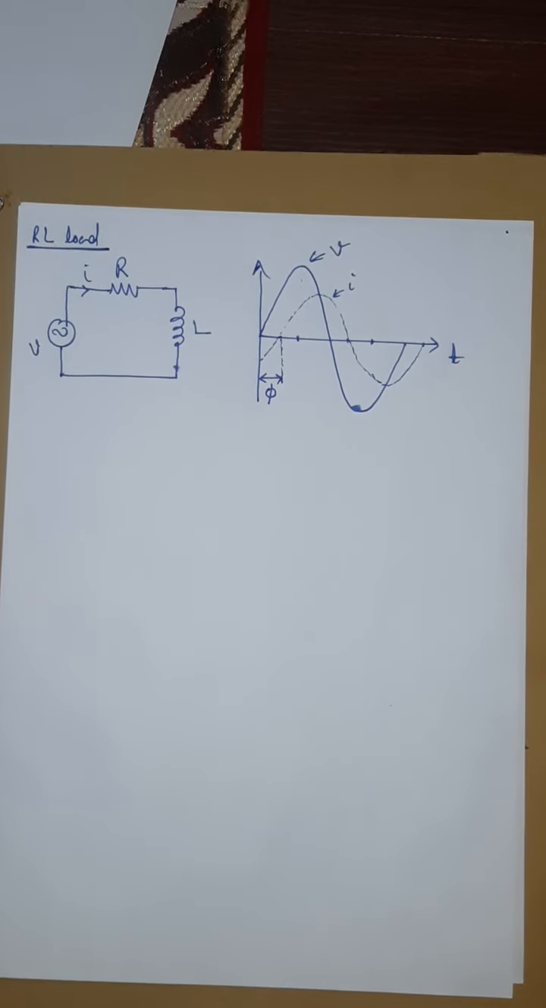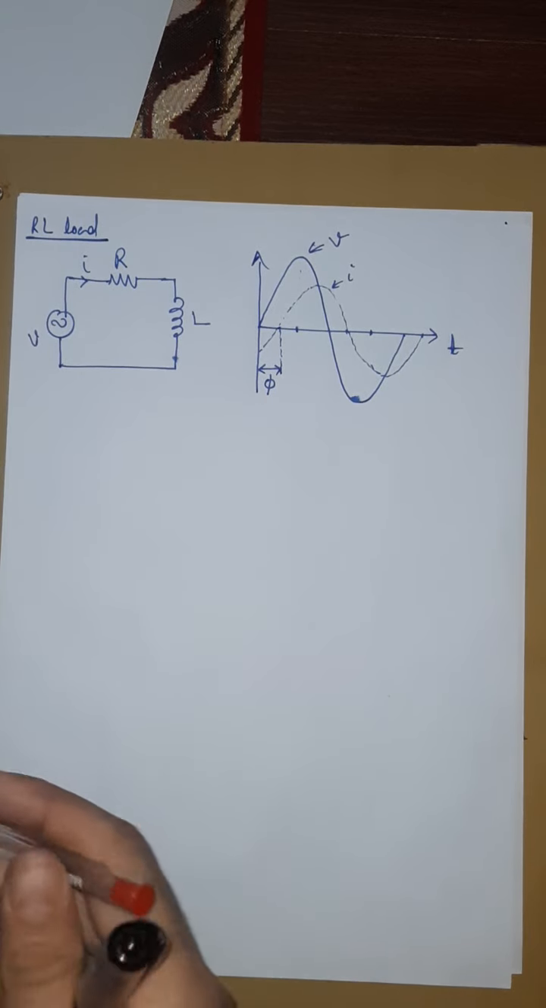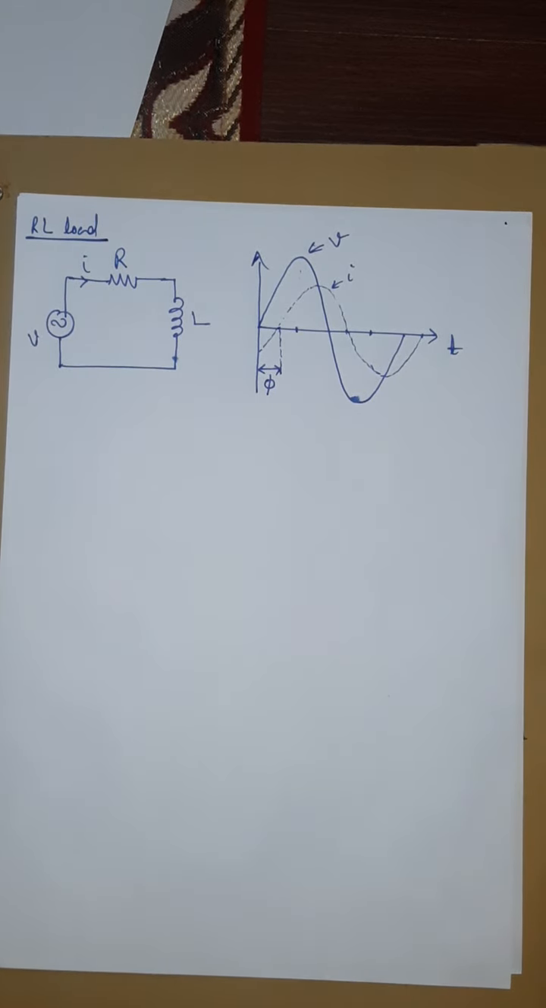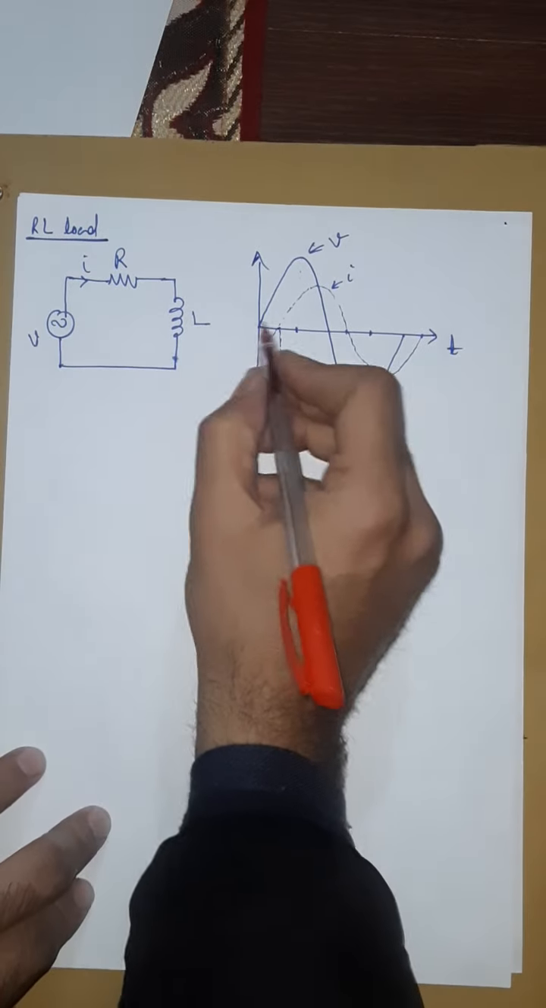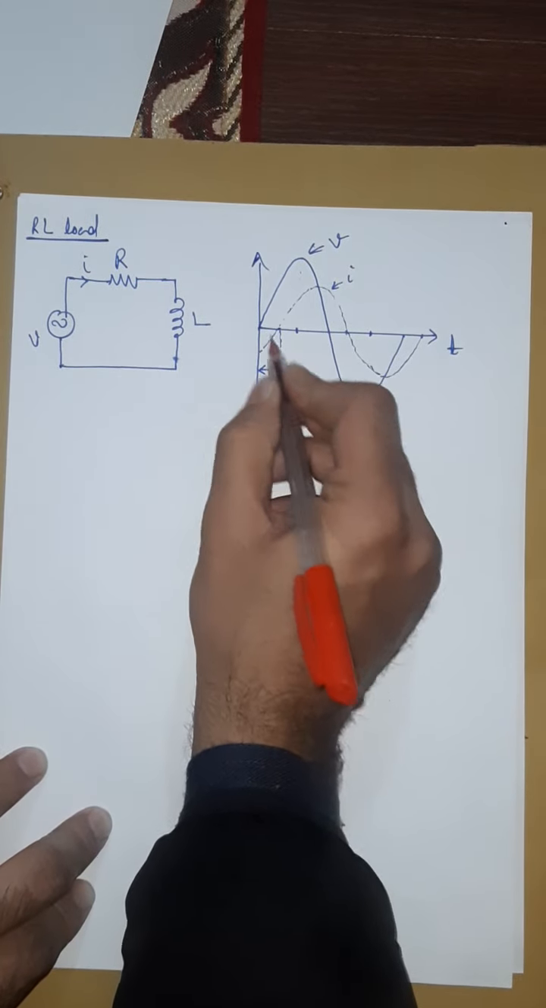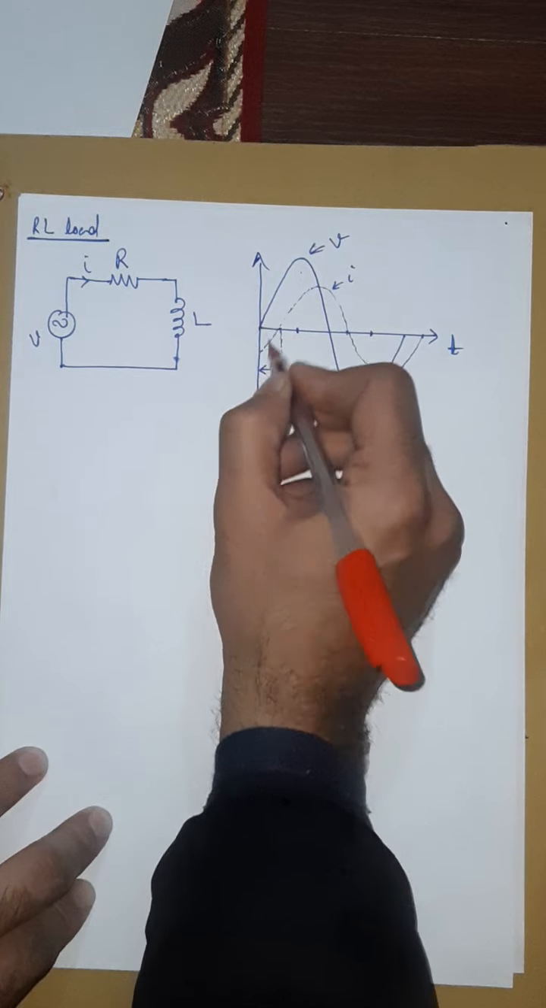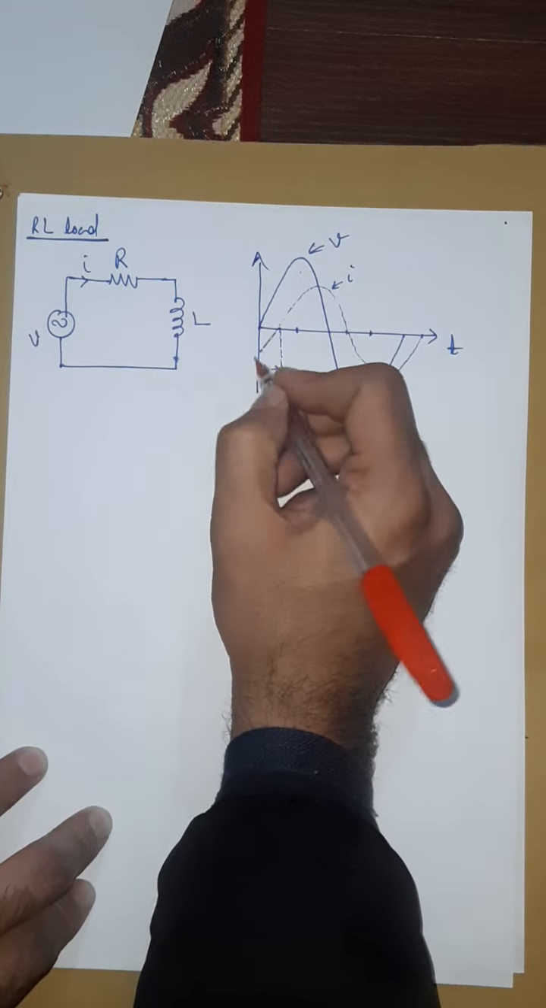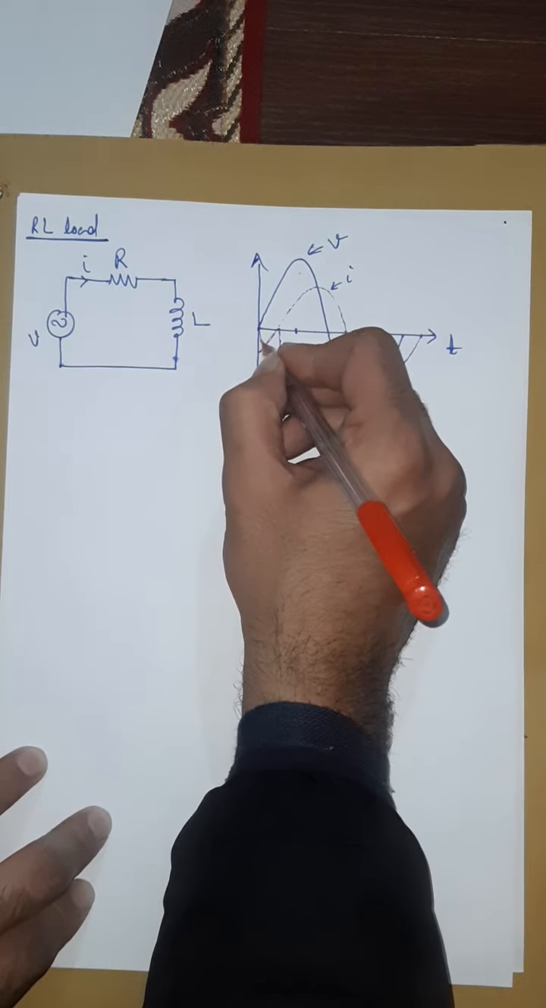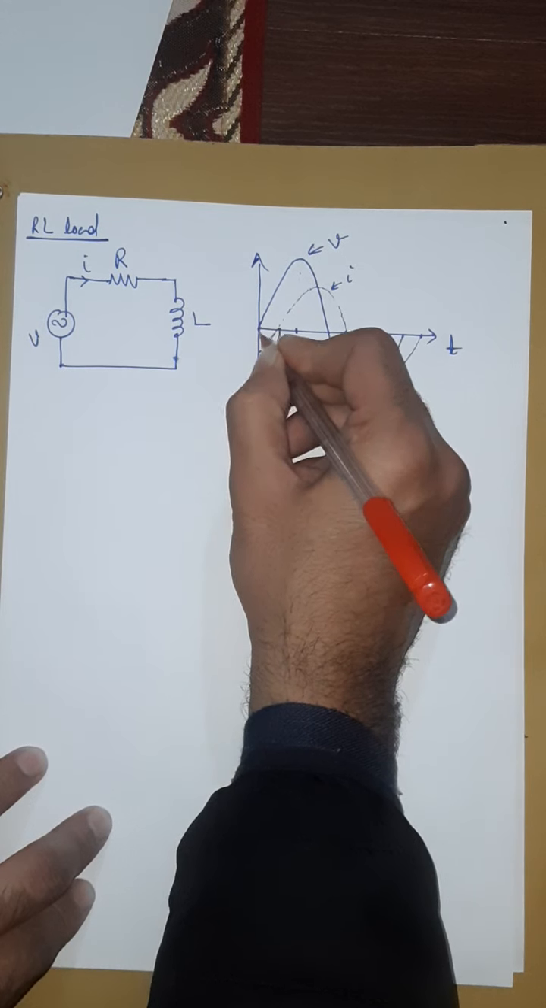Yes, I have the red pen here, so it will be easy for me to demonstrate now. Let us demonstrate power. From this 0 to 5, you can see voltage is positive but current is negative. What will happen to power? The power will be the product of the two, and it will be negative like this.